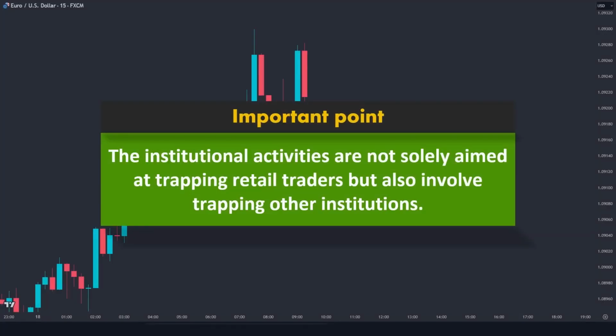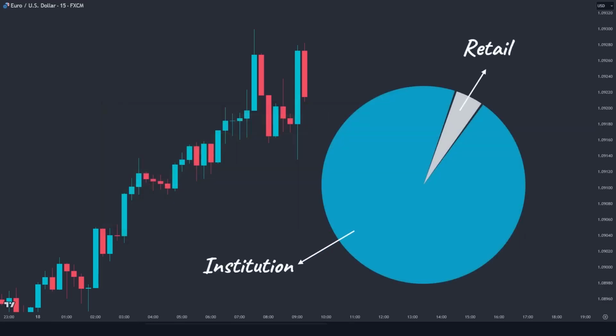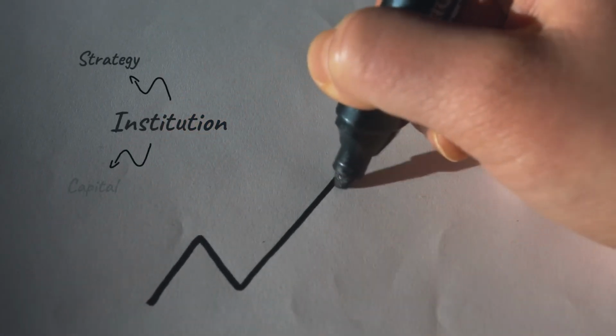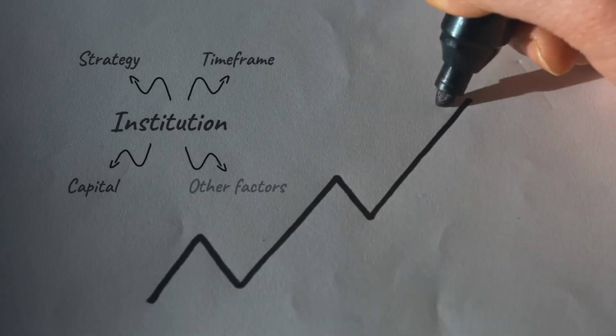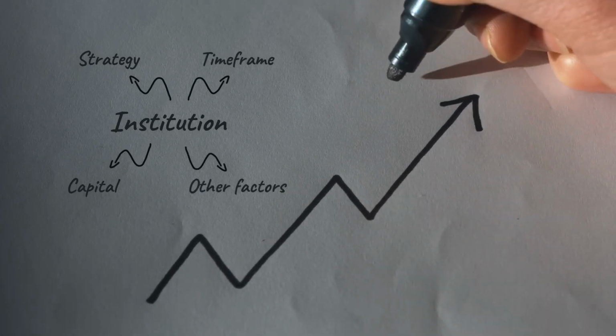These institutional activities are not solely aimed at trapping retail traders, but also involve trapping other institutions. This is because retail traders typically constitute a smaller percentage compared to institutional traders and central banks in the foreign exchange market. The majority of trading volume often originates from institutional participants. Therefore, the institutions are hunting each other. These institutions have different strategies, capital, time frames, and other factors that make their actions distinct from one another.